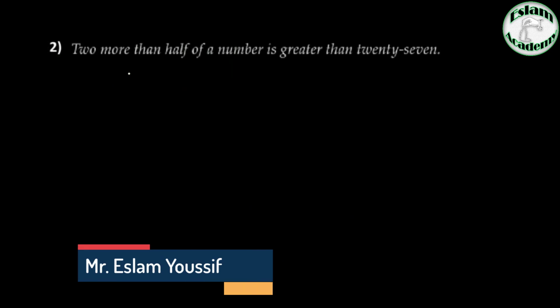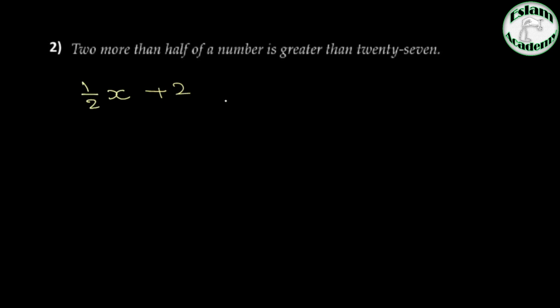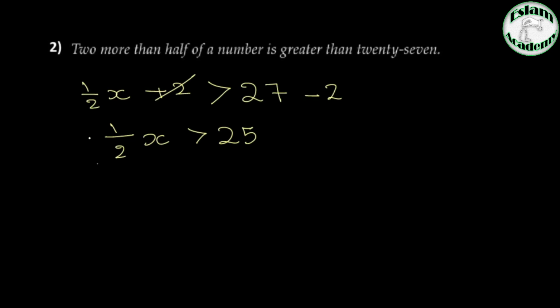Number 2. 2 more than half of a number. 2 more than means plus 2. Half of a number, which is 1 over 2 x, is greater than 27. Now we can solve it by subtracting 2. So 1 over 2 x is more than 25. Half x means we multiply by 2. So x is more than 50.